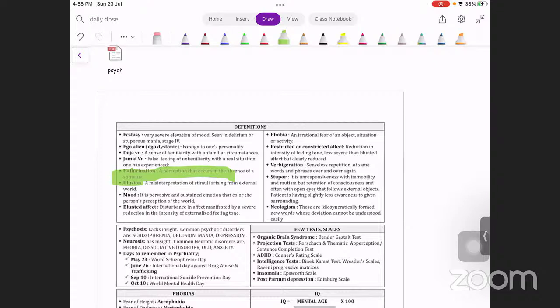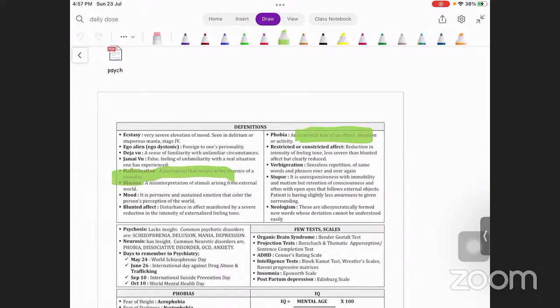Then mood is a pervasive or sustained emotion that colors the person's perception of the world. Phobia is an irrational fear of an object or situation. Neologism means the formation of new words, simple words that they can form on their own. Psychosis lacks insight, while neurosis has insight.